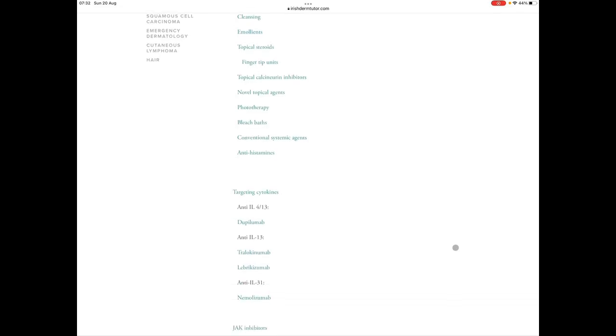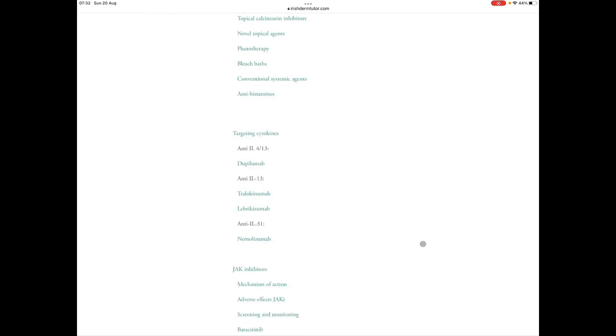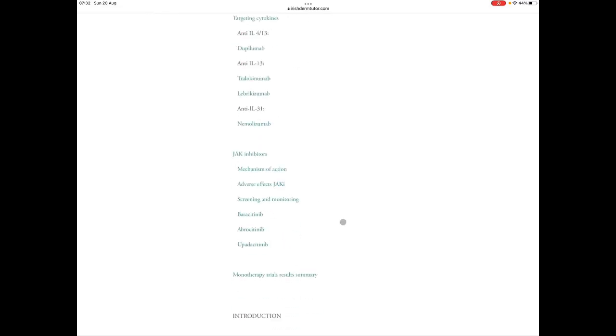And then finally, we'll talk about some of the newer agents out there, so some of the biologic agents that target cytokines, and then we'll move on to JAK inhibitors. And I'll then do a brief summary of the relevant trial results to date.